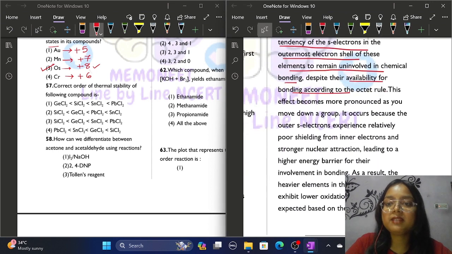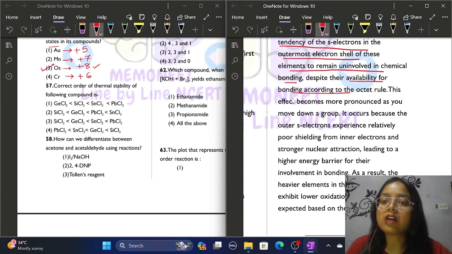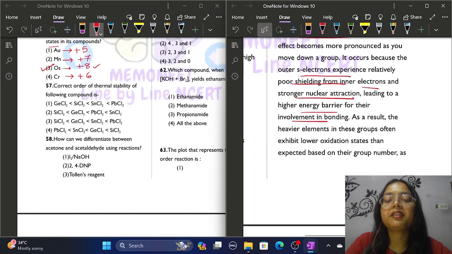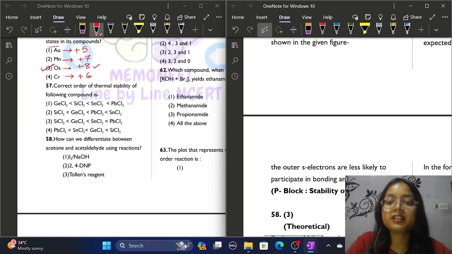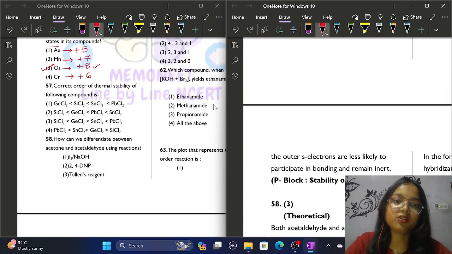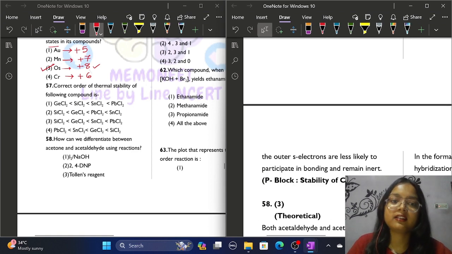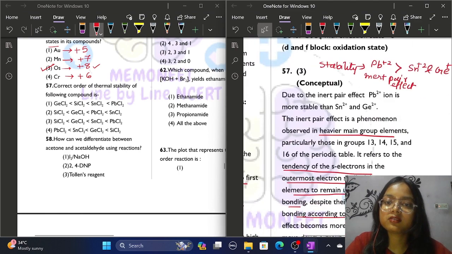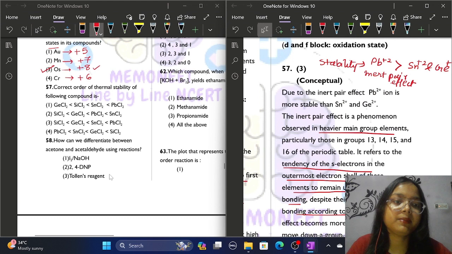They will not participate in bonding, and the outer s electrons experience relatively poor shielding from the inner electrons due to stronger nuclear attraction, which leads to a higher energy barrier for their involvement in bonding. As a result, the heavier groups experience the inert pair effect, due to which their stability also increases. So the correct option for question number 57 will be 3.